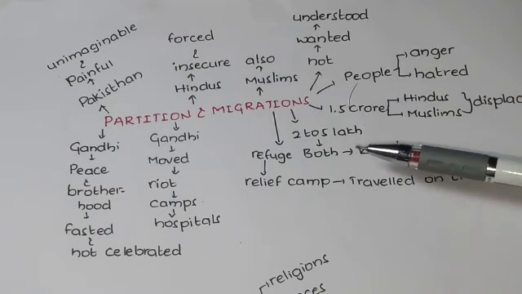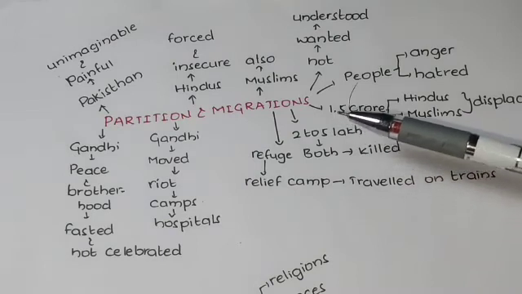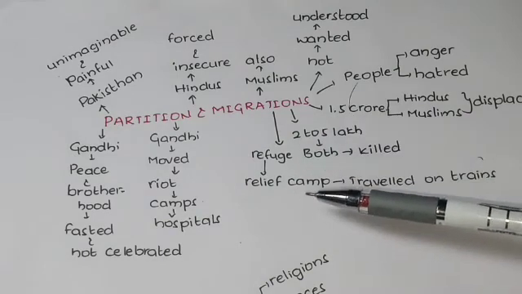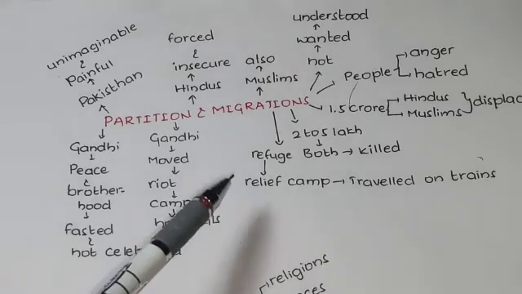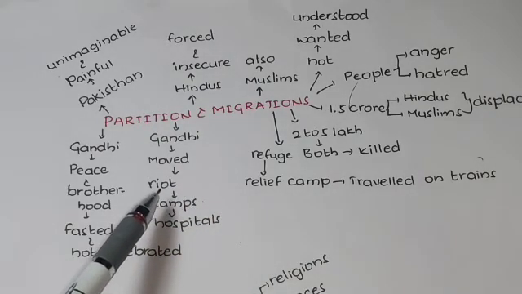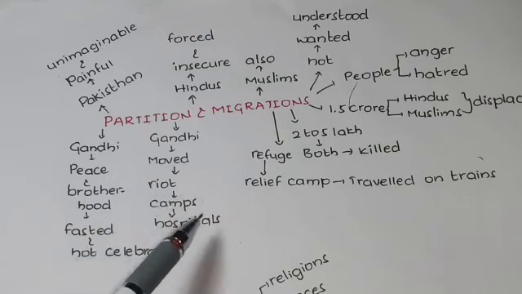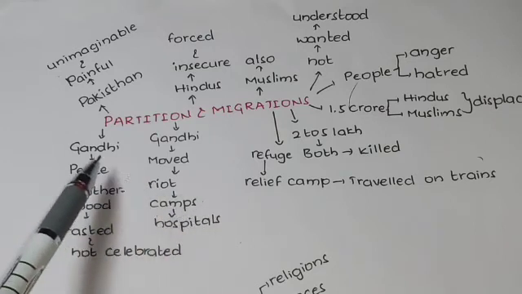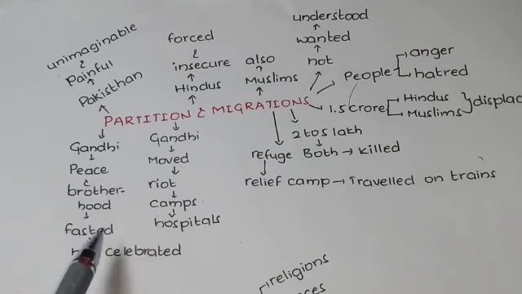It happened to both Hindus and Muslims. Most of the people became refugees, lived in relief camps, and traveled on trains to find shelter. In this situation, Mahatma Gandhi went to the riot-hit people, wherever the conflicts and violence were happening. He visited camps and hospitals and gave the message of peace and brotherhood. He did not celebrate the first Independence Day. Instead, he fasted on that day.